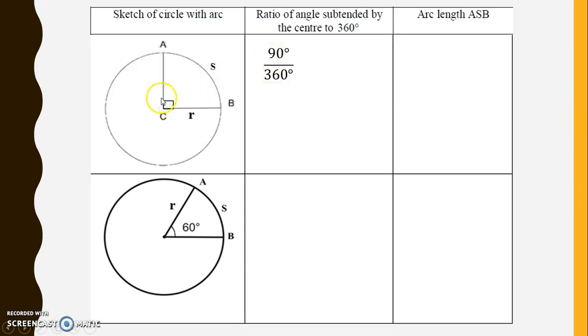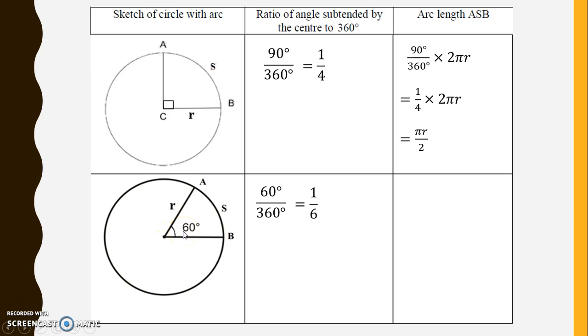Remember, we are using this angle as a fraction of the whole, which is 360 degrees, which gives us 1/4. To find the corresponding arc length, I take this fraction, 90 over 360, and multiply it by the whole circumference. If I simplify it, I get pi r over 2. Even for this 60 degrees example, it's just 60 over 360 equals 1 over 6. To find the corresponding arc length, I take 60 divided by 360, multiplied by the whole circumference to get pi r over 3.